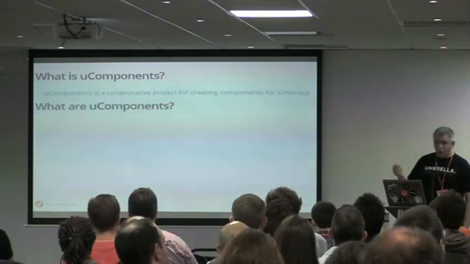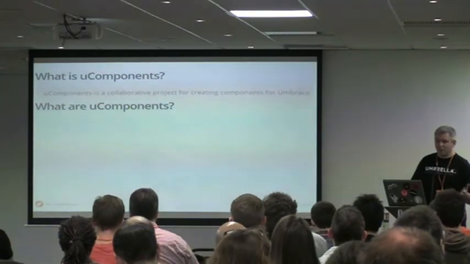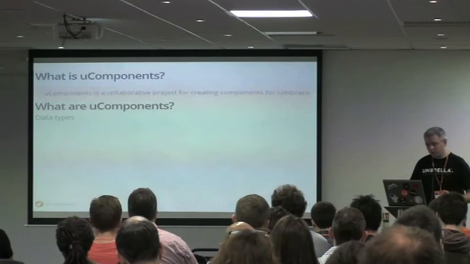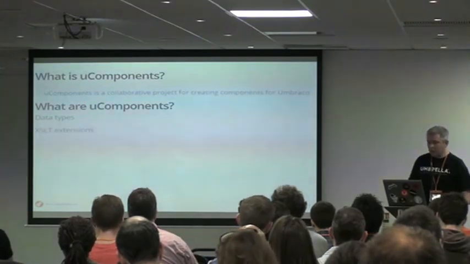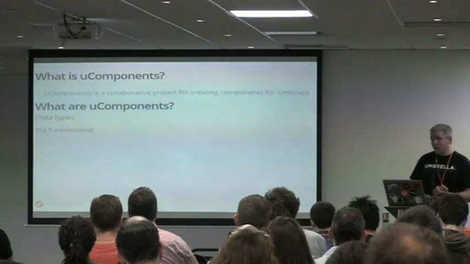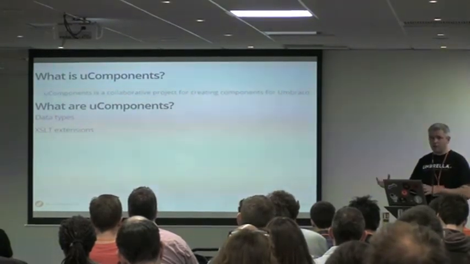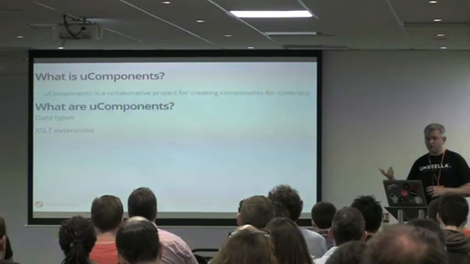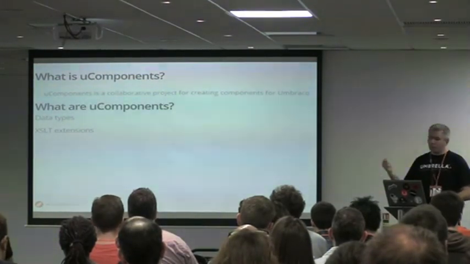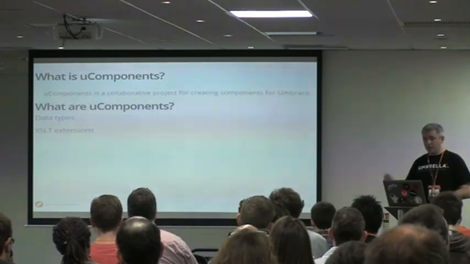So then, what are the uComponents? Well, we've got a variety of functionality in there. We've got a lot of data types, which we'll cover in a moment. We've got a whole bunch of XSLT extensions, which when we first made uComponents, XSLT was the main engine for the macros, but now you've got Razor, so you can still use a lot of these XSLT extensions in Razor as well.